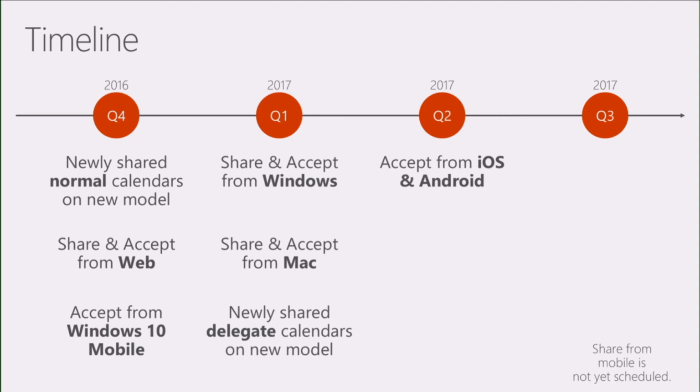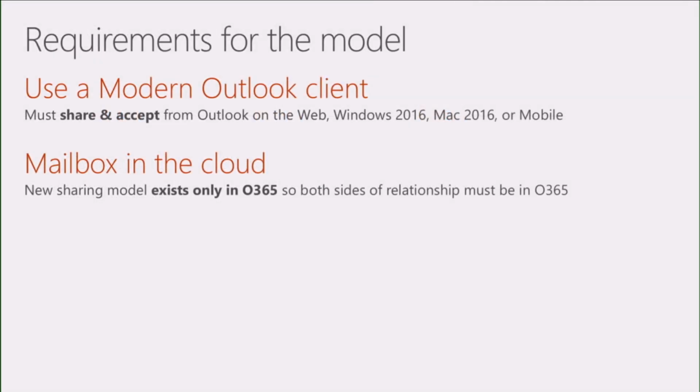Then we'll be doing share and accept from Windows and Mac in Q1 of next year, and also delegated calendars will come then too. And then accept from mobile, iOS, and Android will be coming in Q2. So I just want to repeat really quickly that if you want to be on the new model, you have to share and accept, and both sides of the relationship have to be in Office 365.